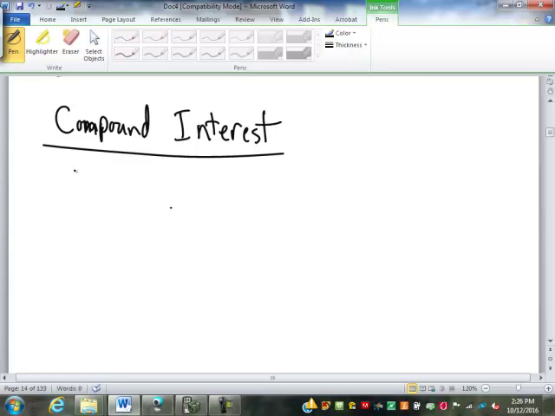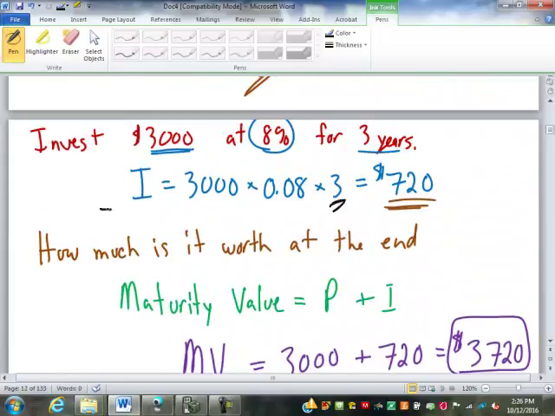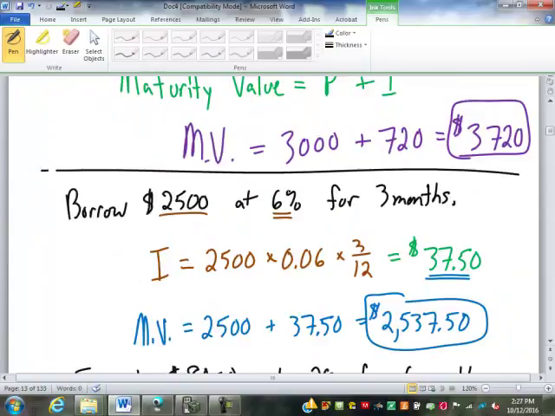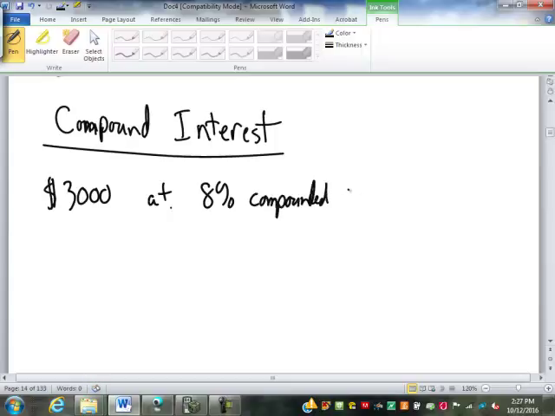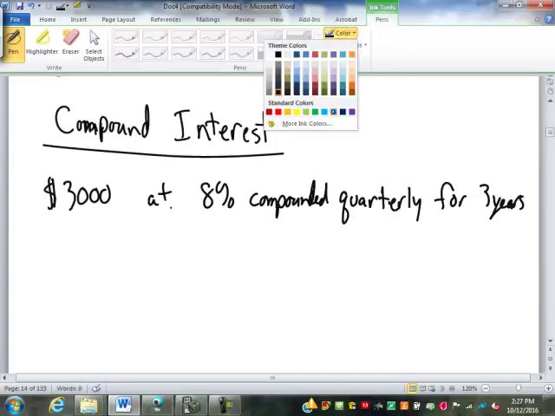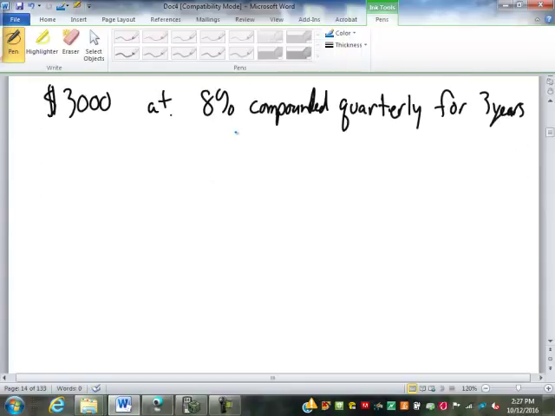Well, let's take a look at that first example we did up here of $3,000 at 8% for 3 years. But we're going to make a little change. It's going to be $3,000 at 8%, but compounded quarterly for 3 years. So what this means is each quarter of a year, 4 times a year, the bank is going to figure out the interest and add it on to the balance of this loan.